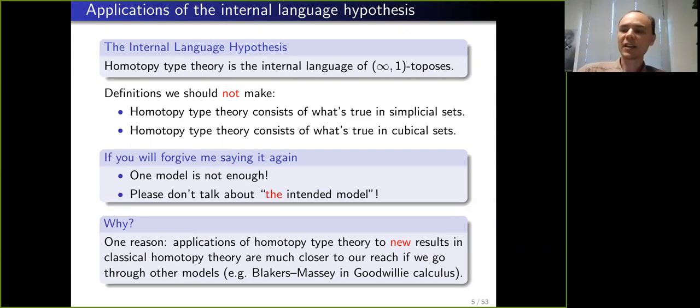And we've already seen examples of this, for instance, in the Homotopy type theoretic proof of the Blakers-Massey theorem, which has then been interpreted in infinity toposes and already found generalizations in Goodwillie calculus, beyond its original context. And the higher topos theoretic perspective is crucial, I think, for those sorts of applications.